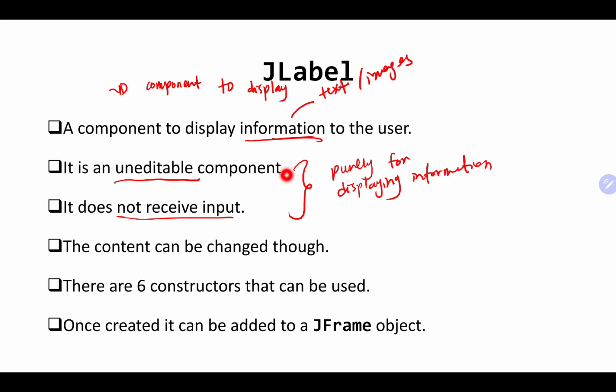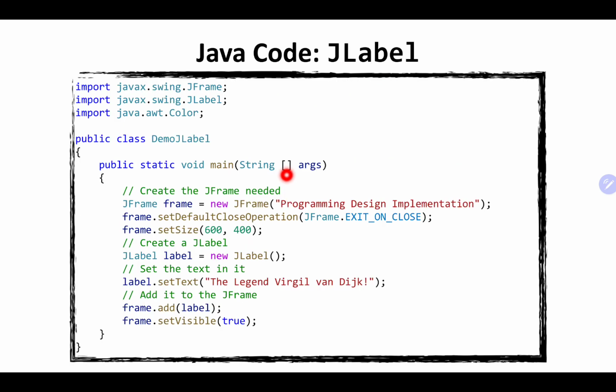But here we can modify the content, and we have 6 constructors that we can use, and once we create it, we can add it to a JFrame object. Okay, let's go through an example code. First one, we have the class which is DemoJLabel.